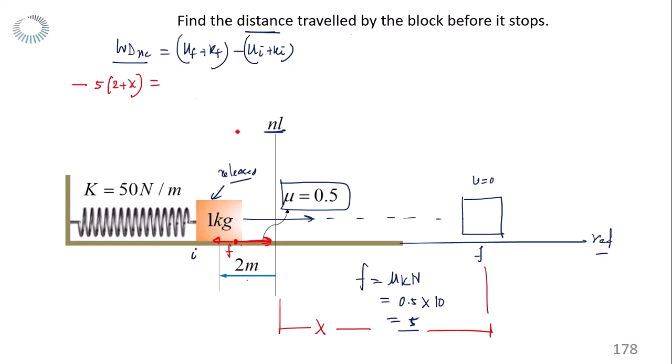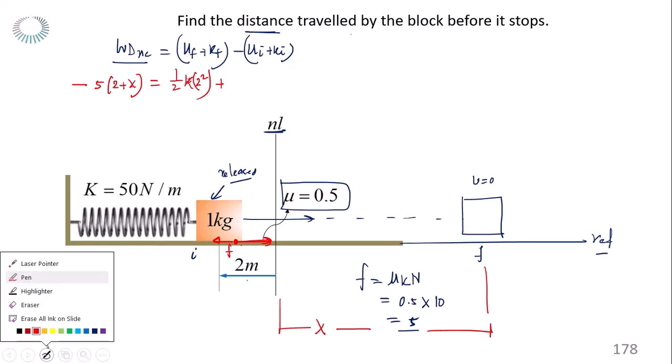Initial potential: initially there is no gravity potential because all the points are lying on the same horizontal line, so there is no effect of gravity. Only the effect of spring compression will come. The spring is compressed by 2 meters, so it equals half K into 2 squared. Initial kinetic energy is 0.